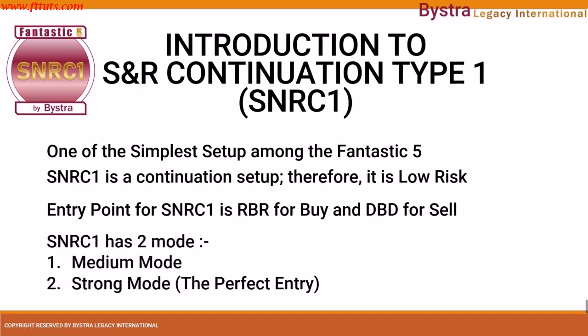The SNRC1 has two modes. One is a medium mode and the other one is the strong mode. In the strong mode, you can enter with a bigger lot. This is what we call the perfect entry. For the perfect entry, we can use the trend line as our confluence, or we can use the engulfing candle as our strong confirmation as well. So let's get started into the SOP.